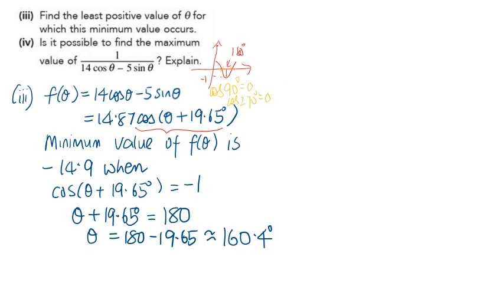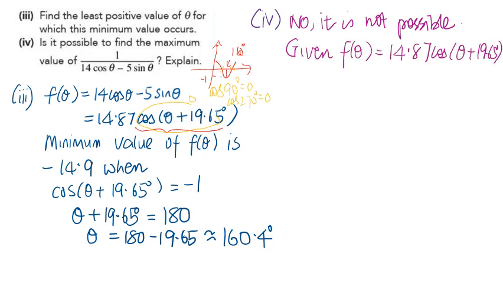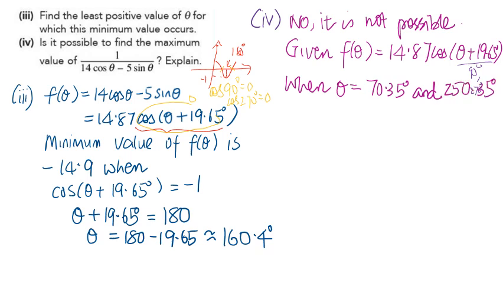Because if this is 0, 0 multiplied by 14.87 will give you 0. So that's when your f of theta equals to 0, right? So the two values, yeah, it is not possible. Okay, we're going to explain why. So the two values that I've just mentioned that will give you f of theta equals to 0, that is when this is 90 degrees and when that is 270 degrees, right? So one value will be 90 minus 19.65. That gives you 70.35. The other value will be 270 minus 19.65, give you 250.35.